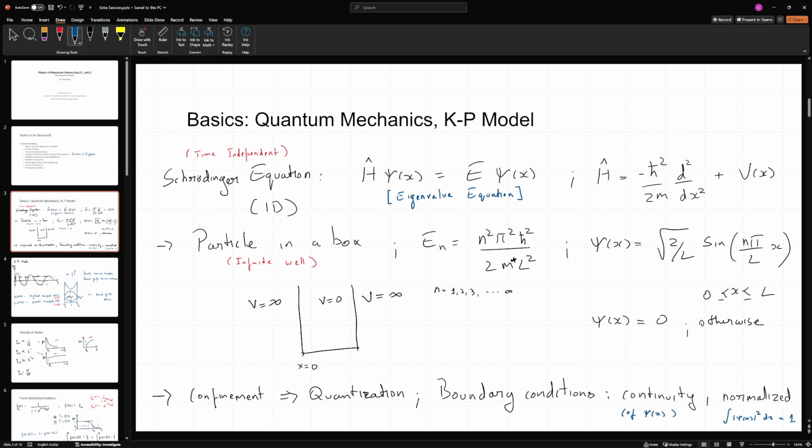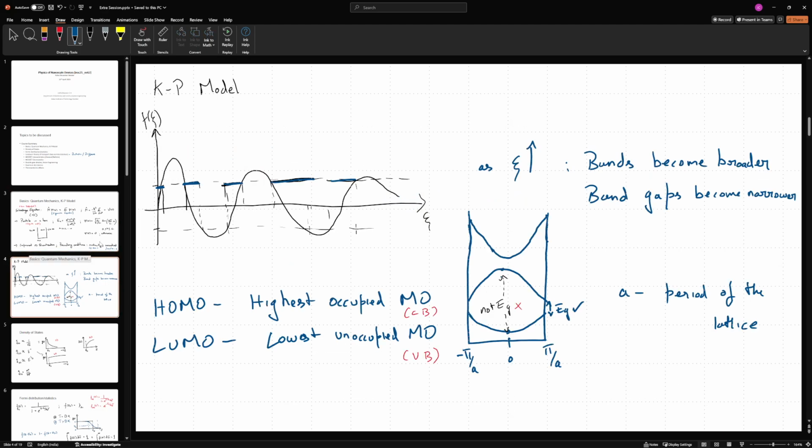Okay, so these are the things that you need to remember, or that will be helpful to keep in mind while you are considering the very first part, the basics of quantum mechanics. And then we move to the Kronig-Penney model. The Kronig-Penney model, again, I will add for clarity some more points here.